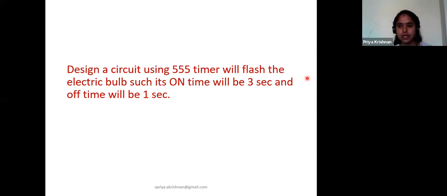Which mode will you connect it in? We discussed two different modes, na? Yes, very good. We will connect it in Astable mode. So Astable mode is a free running mode. I'm not giving any trigger here. It is the Astable mode.